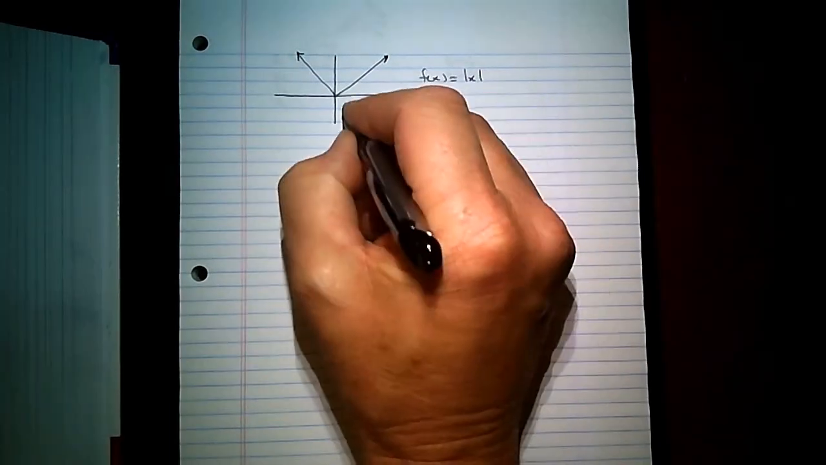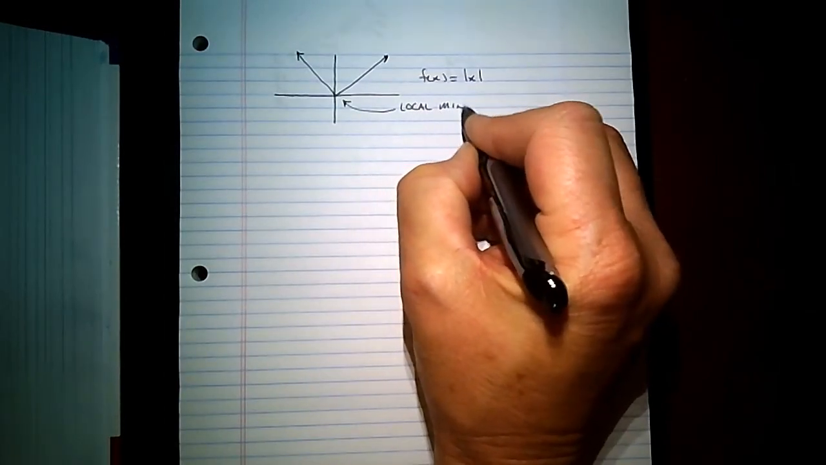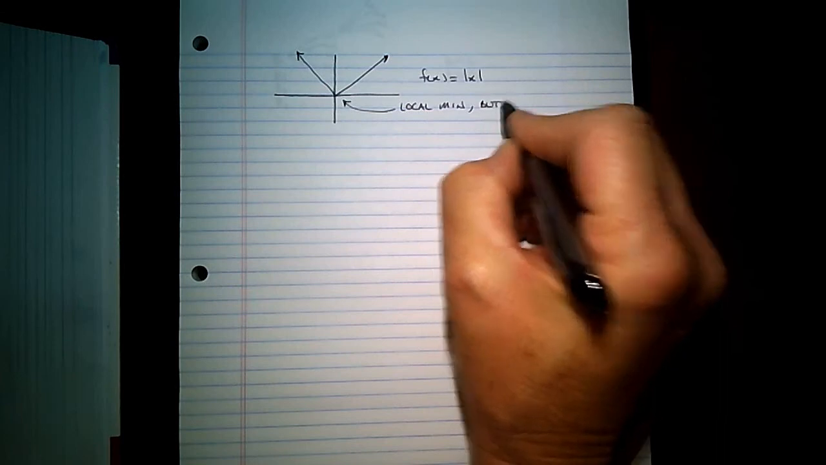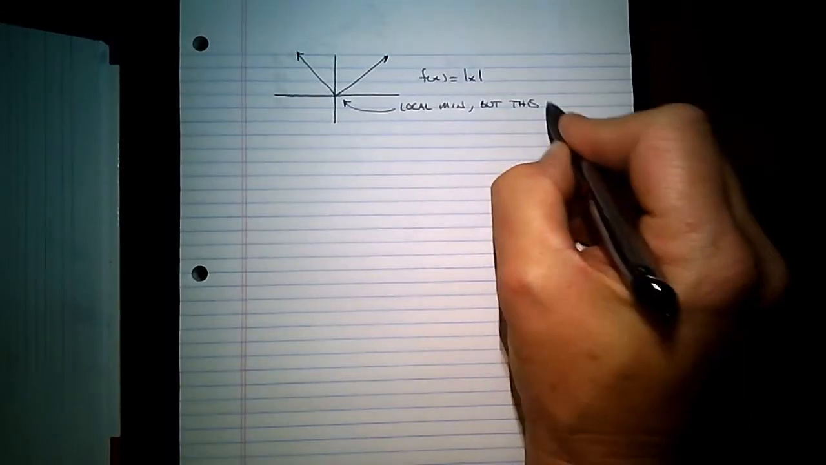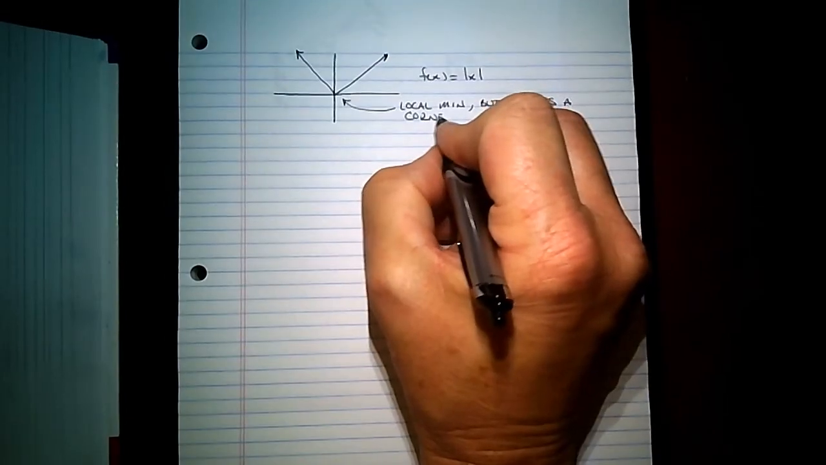Well, what do we know about this function? Well, this is clearly a local min. But this is a corner. Now, why is that a big deal? I mean, it must be a big deal. I use an exclamation point. Why is that a big deal? Derivatives don't exist at corners.